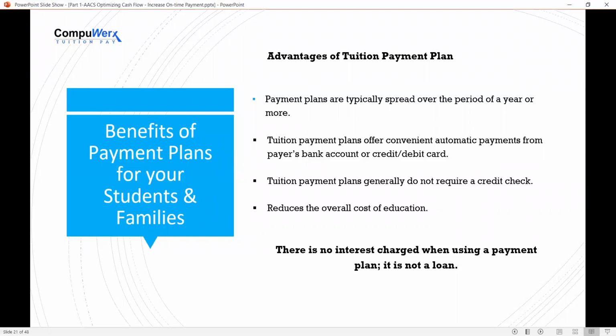Tuition payment plans generally do not require credit checks and reduce overall costs for education. One thing you've got to remember is that there is no interest charge when using a payment plan, and a payment plan is not a loan.